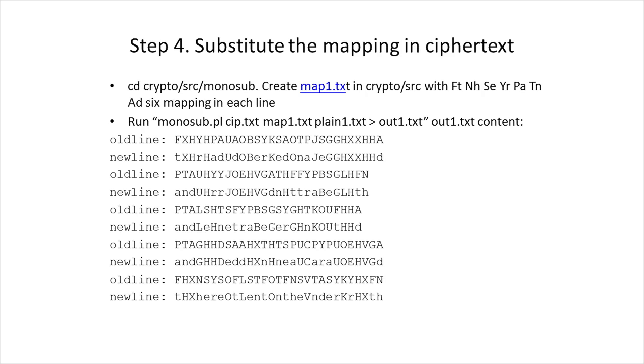Given the mapping we get from the previous step, we use another tool which I created, monosub.pl, to substitute the known mapping into the ciphertext. First, we create a mapping file, map1.txt, with each line representing one character mapping. Then we run the command. It will then show the result in text, preceded with a new line. Some of the characters are mapped to lowercase, and some still remain as ciphertext, not yet decrypted.